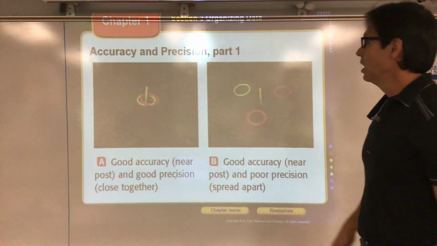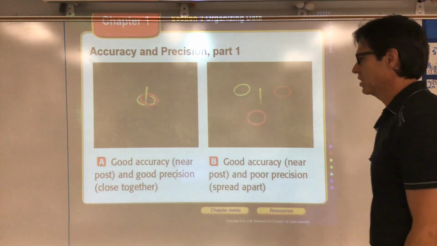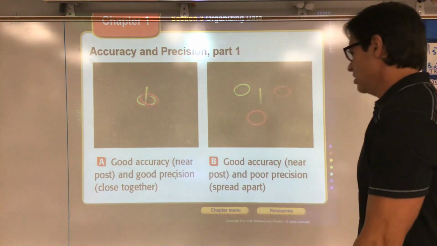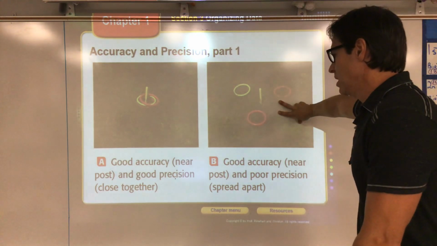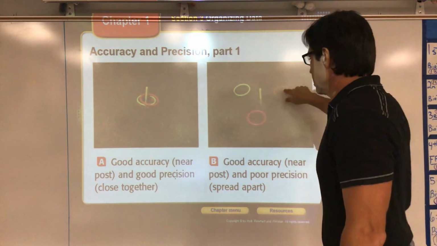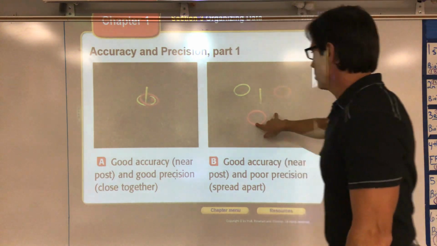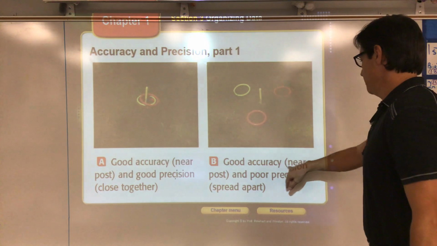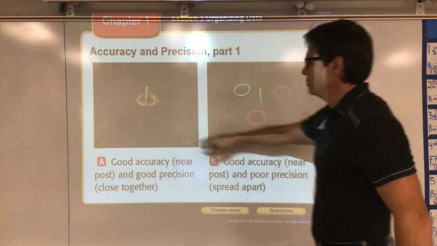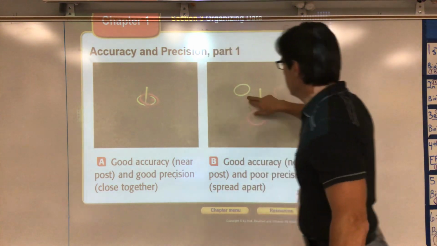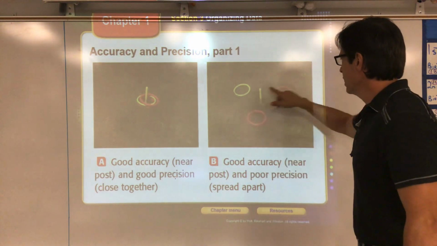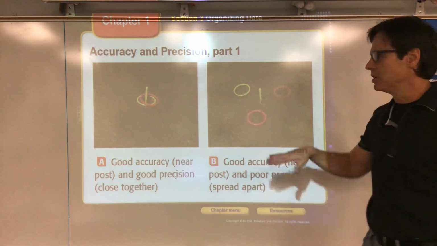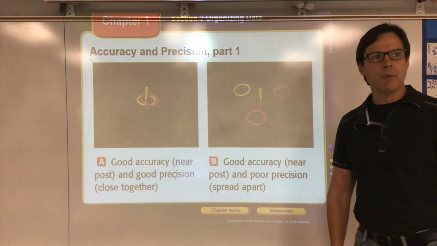All right, so accuracy and precision. This is just showing a visual aid here. For example, a little ring toss. Good accuracy near the post would be here. They were consistent, and good precision, they were close together. B is good accuracy near and poor precision like that. So this would be, I'm sorry, A and B here. Even though they were accurately off, they weren't precise because they weren't all together in the spot. No big deal, but hopefully that gives you a little visual explanation in this slide.